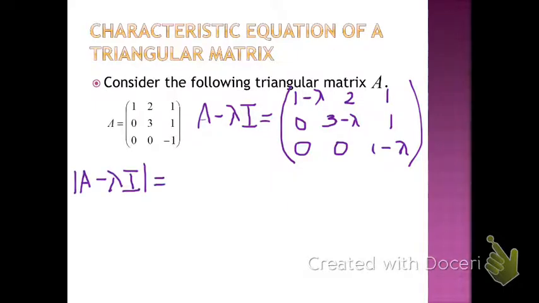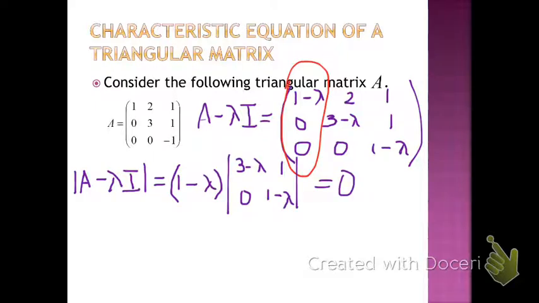And now we want to define the determinant of this new matrix, A minus lambda I, and set it equal to 0. And of course, when we have a 3 by 3 matrix, we need to expand about a row or a column. So since I have mostly zeros here, we'll expand about the first column.